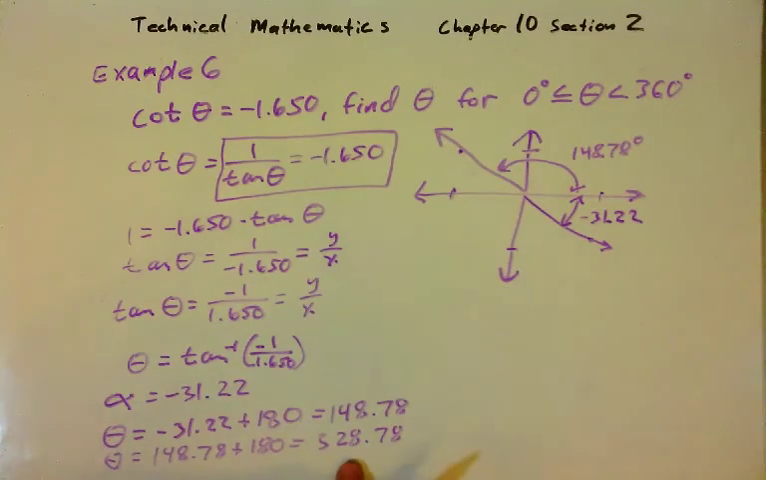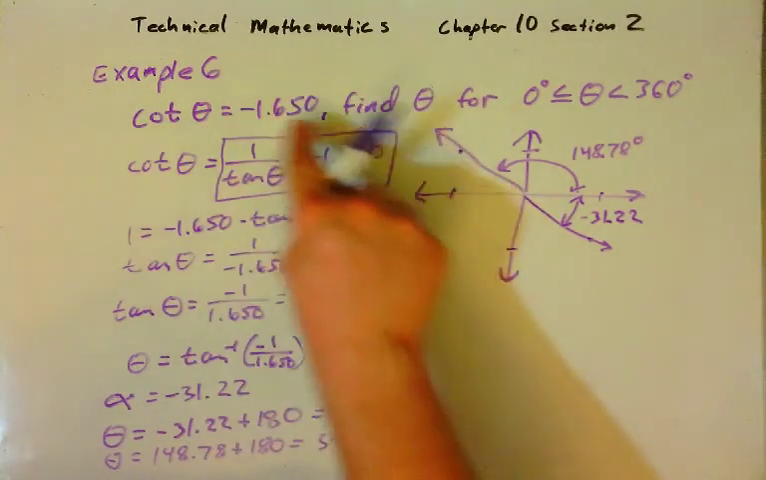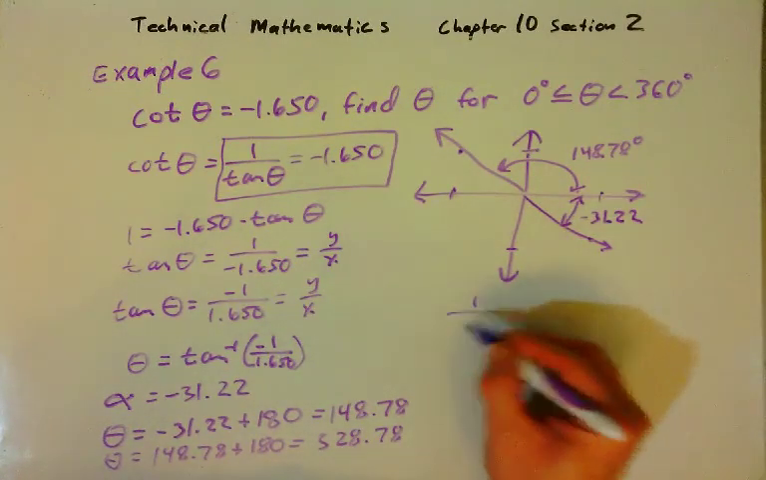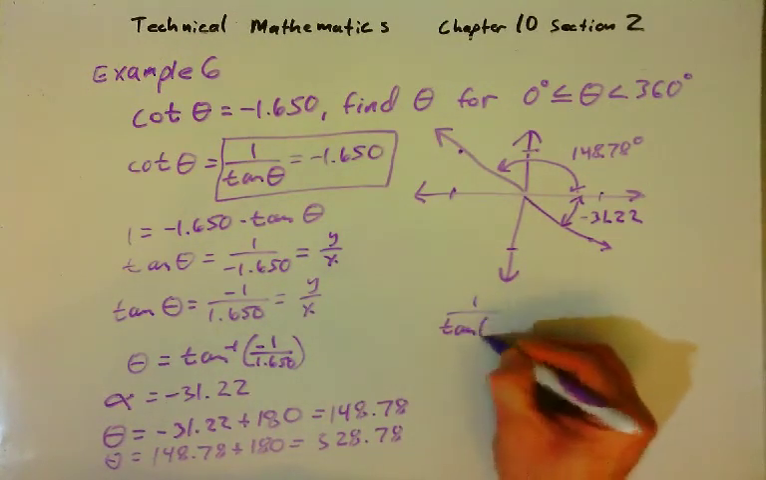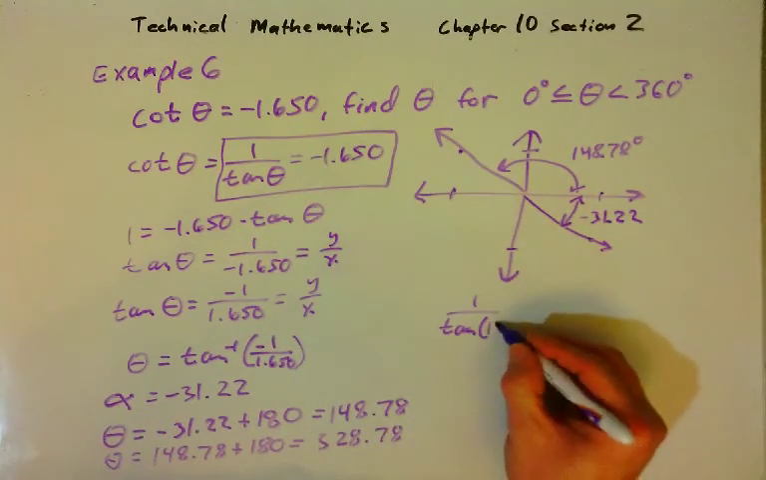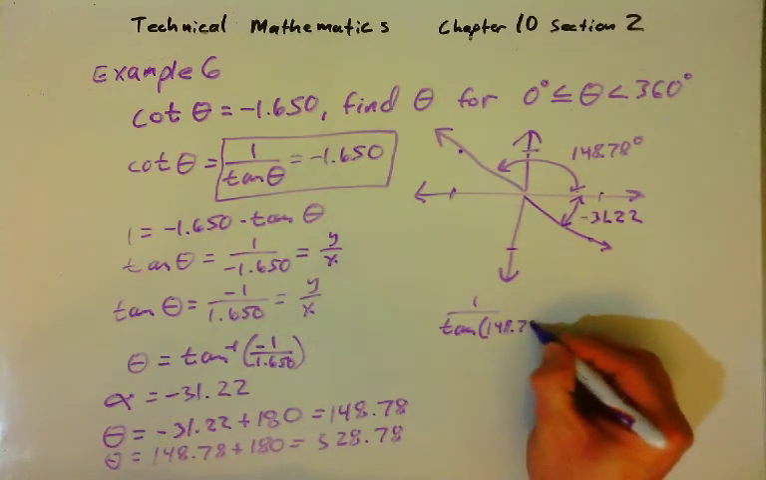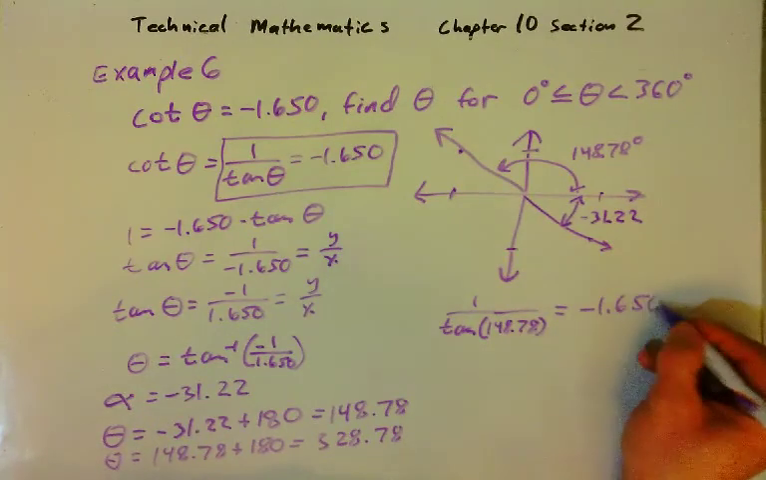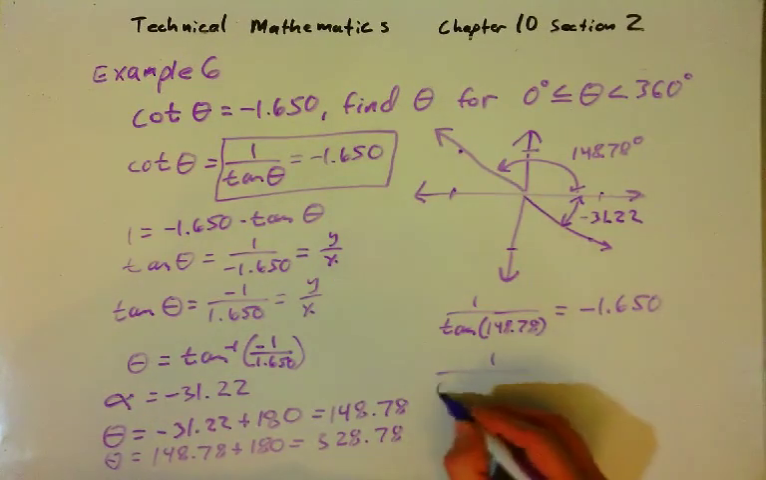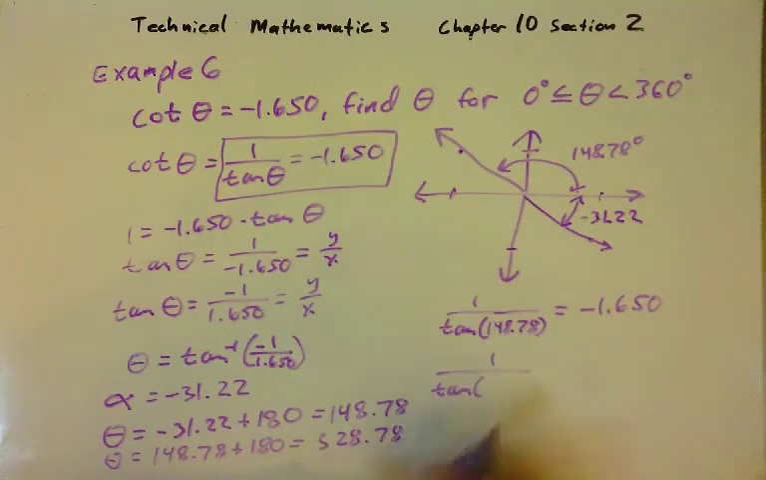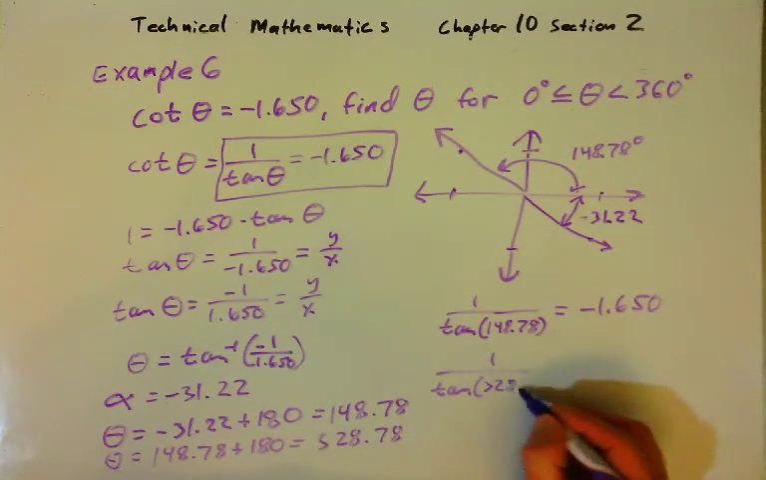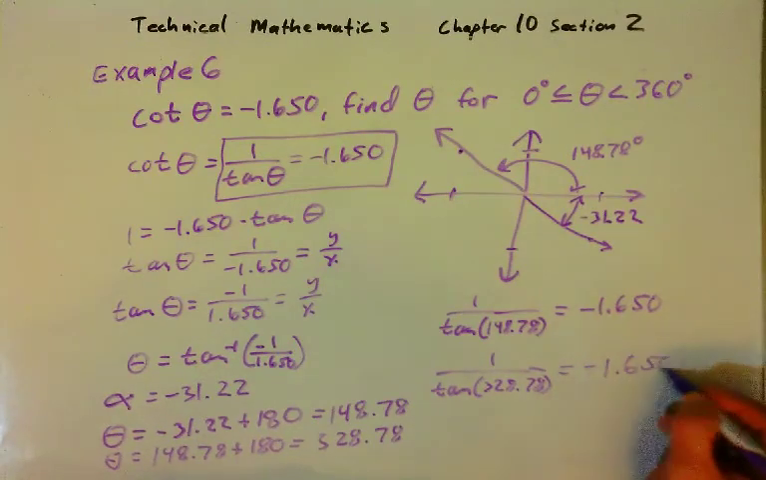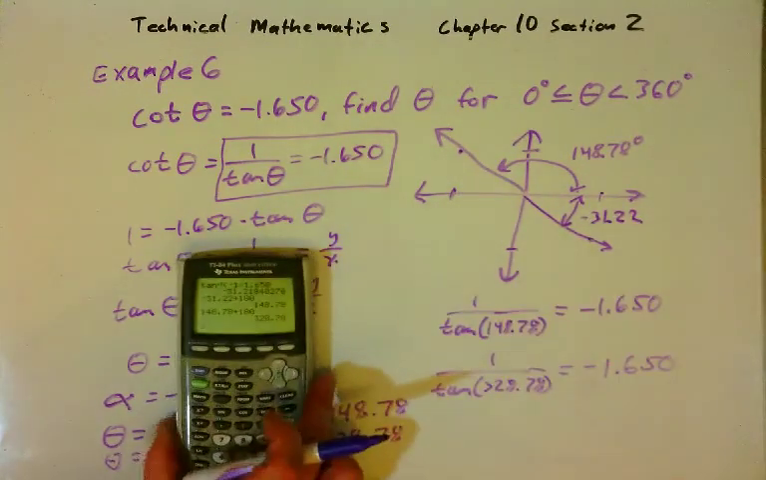At least that's what we think. We should check our answer. And so we know that the cotangent of theta equals negative 1.650. That means that 1 divided by the tangent of theta, and we think theta is 148.78, we think that this should be equal to negative 1.650. And also 1 divided by the tangent of 328.78, we think that this should also give us negative 1.650. So we think these are our two answers.